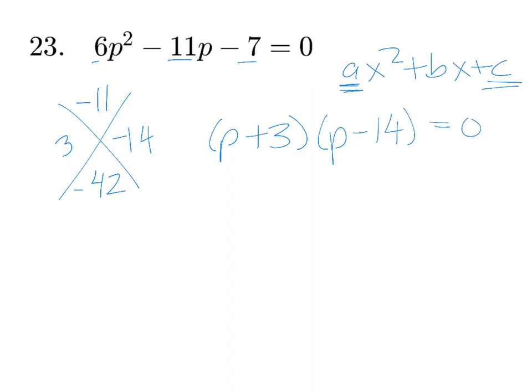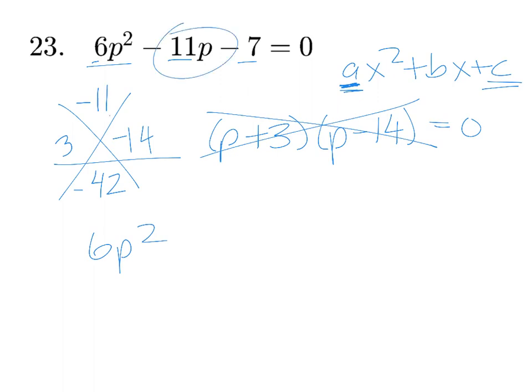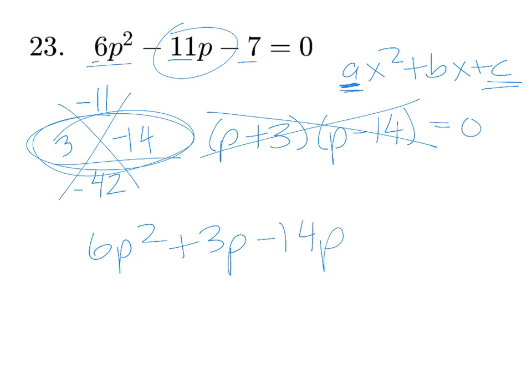All right, I've seen a lot of students do that. Because this a value is not equal to 1, you can't just factor it after getting these two values. Okay, so that does not work. Make sure you don't do that. What you're going to do is write the first term, take the second term, break it up using these two values. Plus 3p minus 14p, and then minus 7 equals 0.